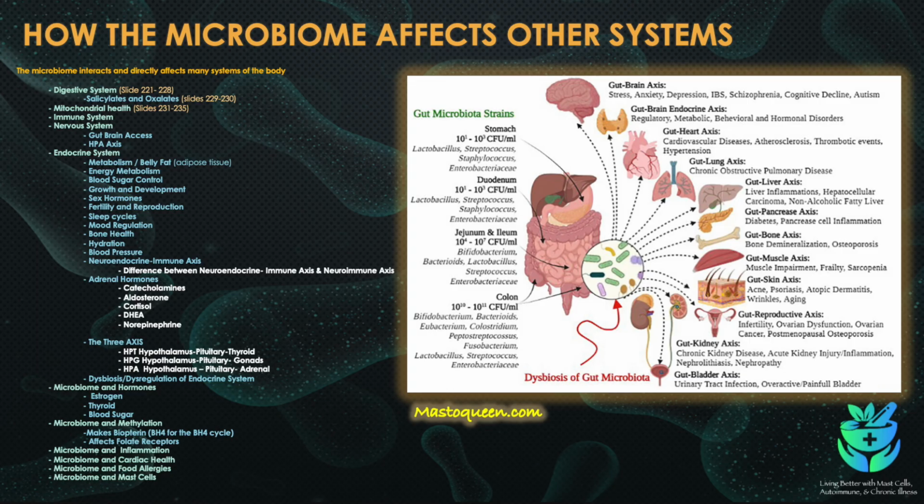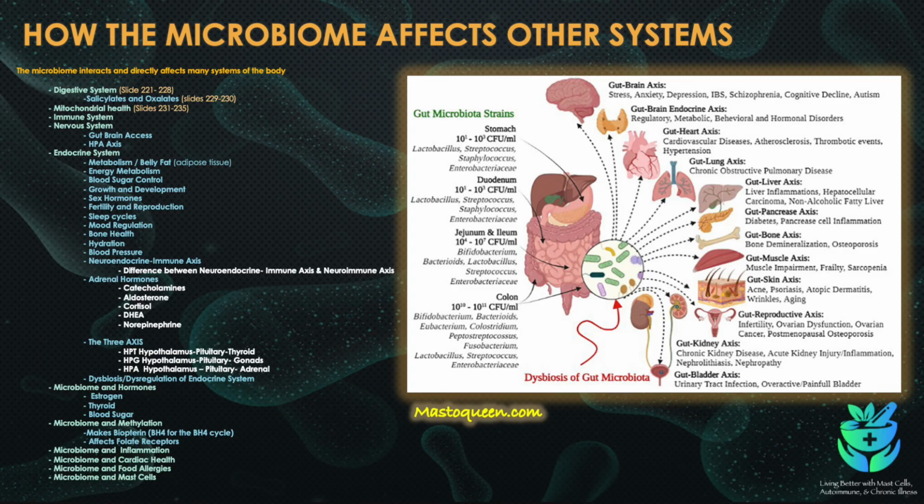And there are 3 prime axes of the endocrine system. There's the HPT, which is the hypothalamus pituitary thyroid axis, the HPG, which is the hypothalamus pituitary gonads, and the HPA, the hypothalamus pituitary adrenal glands. And what happens when your endocrine system has dysbiosis and dysregulation. We'll also be discussing the microbiome and hormones, and this encompasses estrogen, thyroid, and blood sugar.